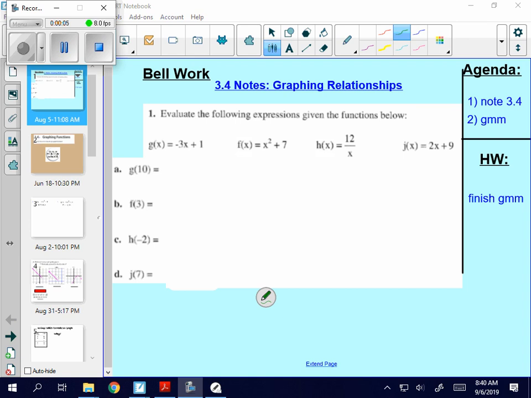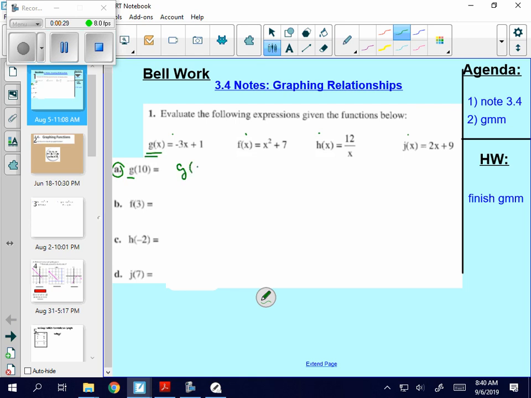We are graphing relationships. On number 1 on your note-taking guide, we are asked to evaluate the following expressions given the functions below. So I see these 4 different functions: g of x, f of x, h of x, and j of x. And they've asked me on part A to evaluate g of 10. Well, that means I will use this function first.